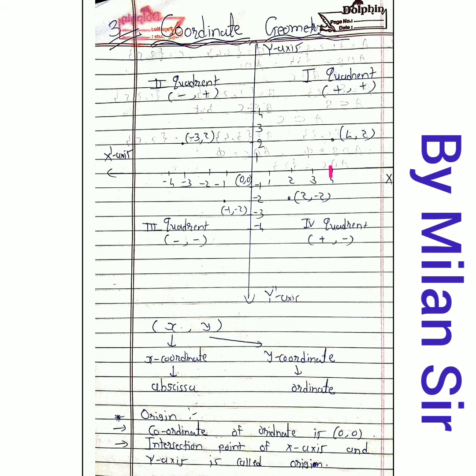So for (4, 2), from 4 and 2 draw lines; the intersection point of these lines is called the position of your point. That means if we draw a vertical line, we get 4 on the x-axis. If we draw a horizontal line, we get 2 on the y-axis. Similarly, here I show (-3, 2). Here -3 is on the x-axis and 2 is on the y-axis. So this is the position, and it can be represented by (-3, 2).